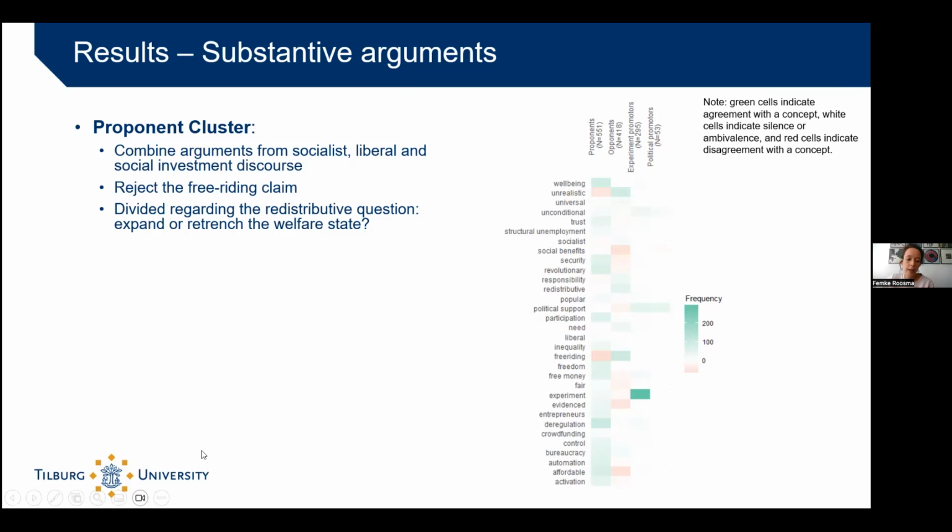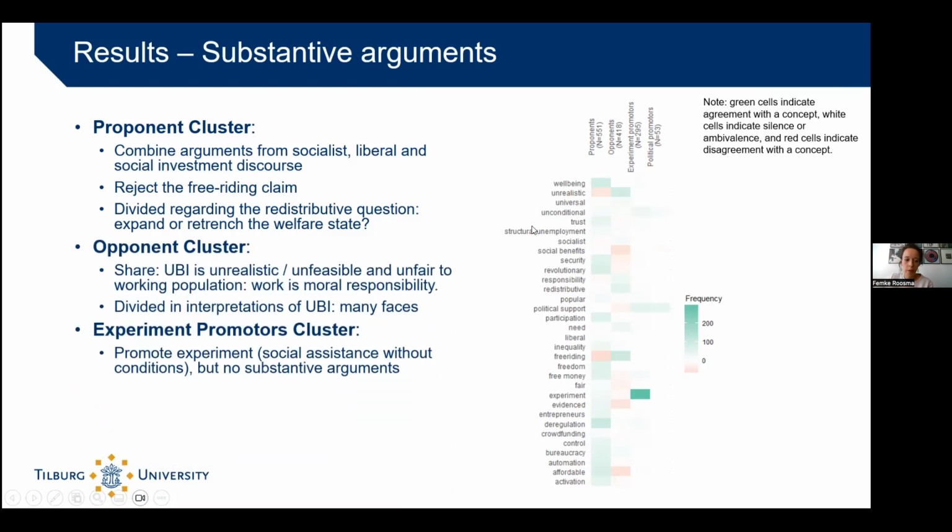And they clearly reject the free riding claim. And that's not really clear here, but you can see this here in this redistributive white cell, which indicates silence or ambivalence regarding a topic, that they're not very clear about what the redistributive implications of UBI are. So will UBI retrench or expand the welfare state?